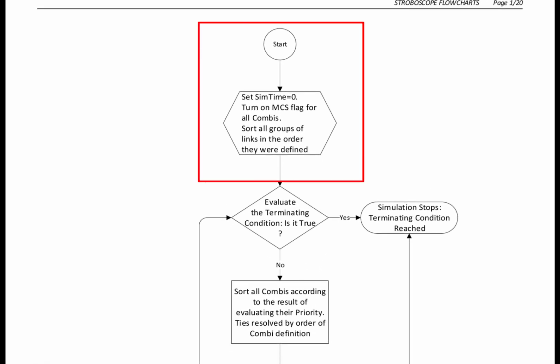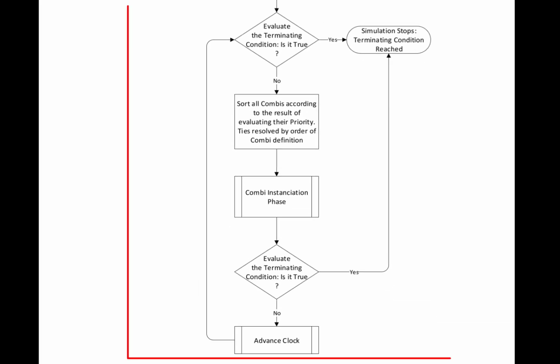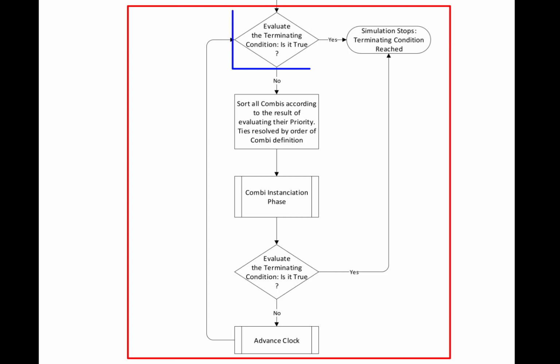When simulation starts, Stroboscope sets the simulation time, sim time, equal to 0. It turns on the maybe can start flag for all Combi activities. It sorts all groups of links in the order they were defined. At the beginning of the main simulation loop, Stroboscope evaluates the terminating condition. If it is true, then the simulation will stop.